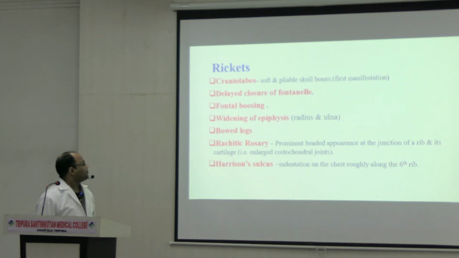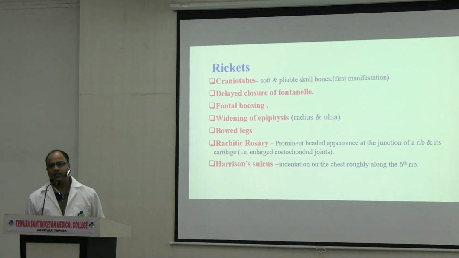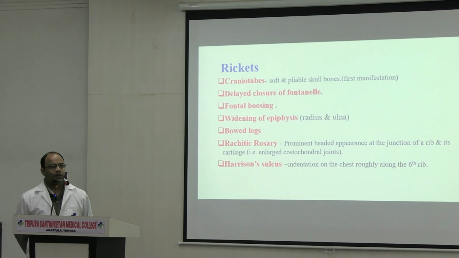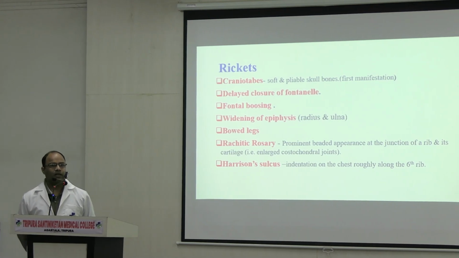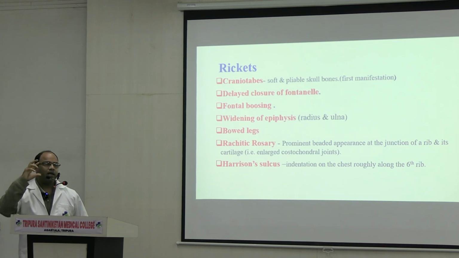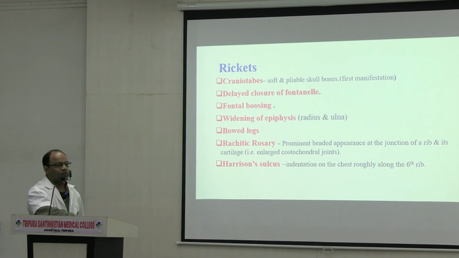Rickets in children. The first manifestation is craniotabes. That is soft and pliable skull bones. Vitamin D functions in mineralization of bone formation. So in deficient children, they cannot mineralize their bone properly. As a result, their skull bone becomes soft and pliable. If you press their skull, it feels like a soft table tennis ball.